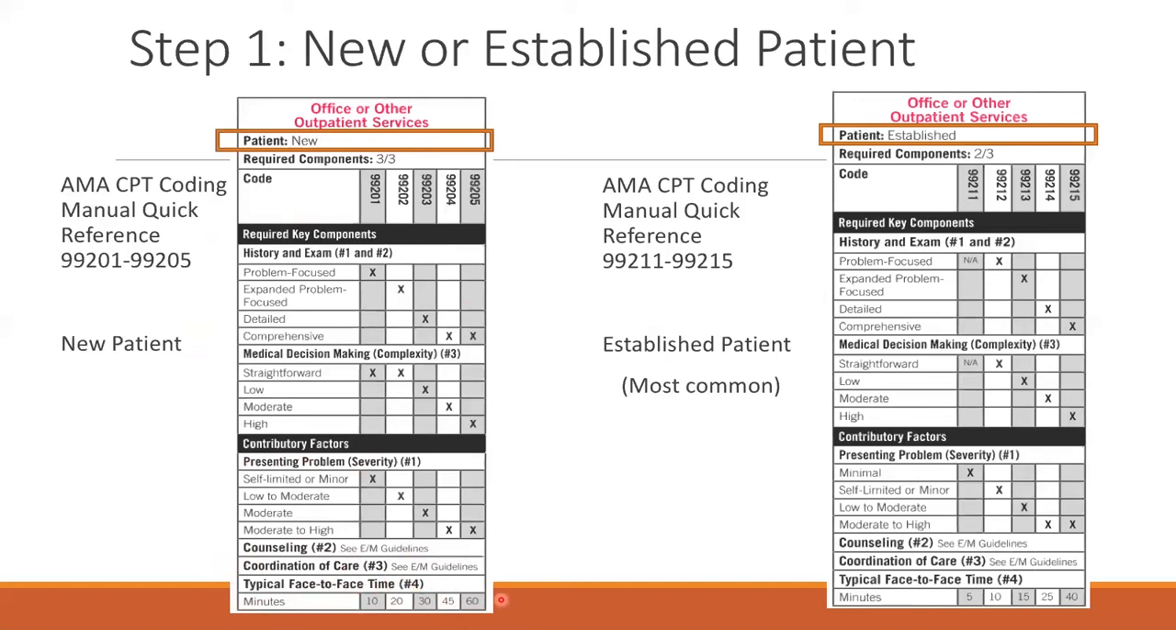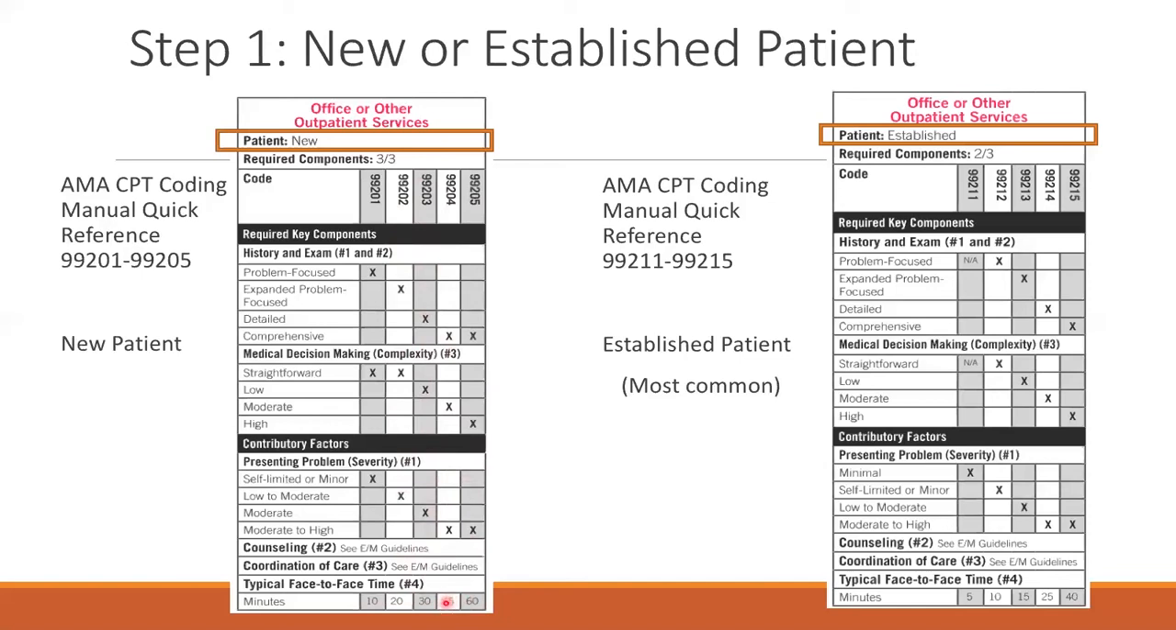The typical time is what a typical average provider would spend assessing or managing a patient associated with this code. There are 10, 20, 30, 40, and 60-minute time frames, and these are ranges of times. That's another thing to point out. You have to be within the range of this time to use it. So if you spent 55 minutes with a patient, you wouldn't round up to a 60-minute visit. You would round down to a 45. These are round down codes, similar to MTM in a way.